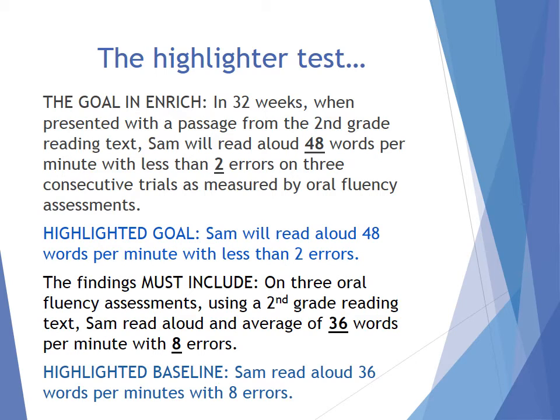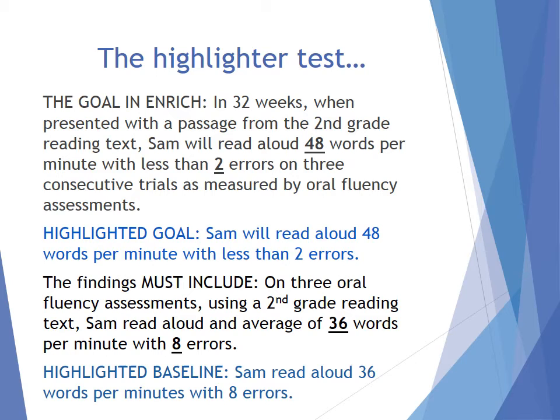The highlighter test is an excellent strategy to check for IEP compliance. When checking an IEP to see if it is compliant, you can first go to the goal section of the IEP. So if the goal in Enrich says, in 32 weeks, when presented with a passage from a second grade reading text, Sam will read aloud 48 words per minute with less than 2 errors on 3 consecutive trials as measured by oral fluency assessments.